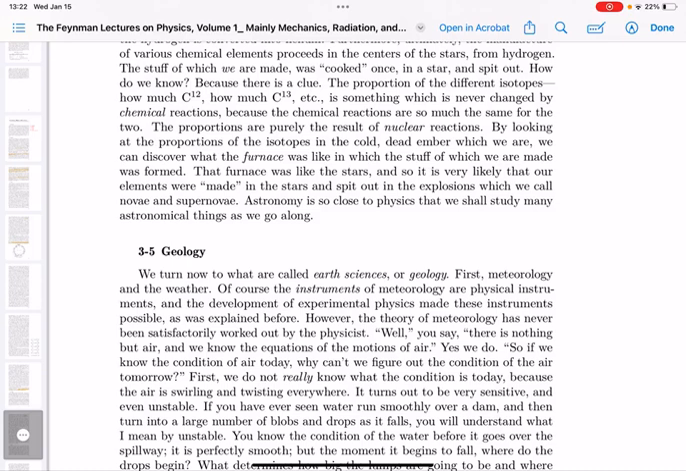And so it is very likely that our elements were made in the stars and sped out in these explosions, which we call nova and supernova.